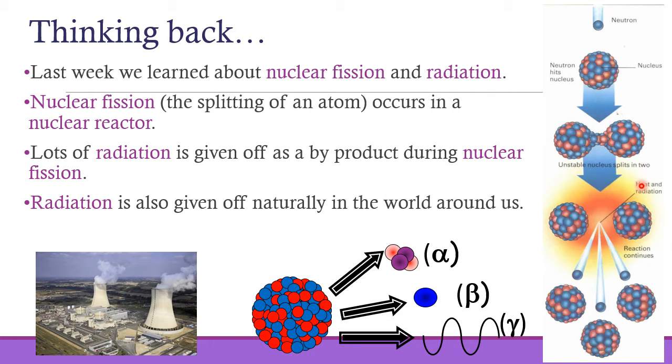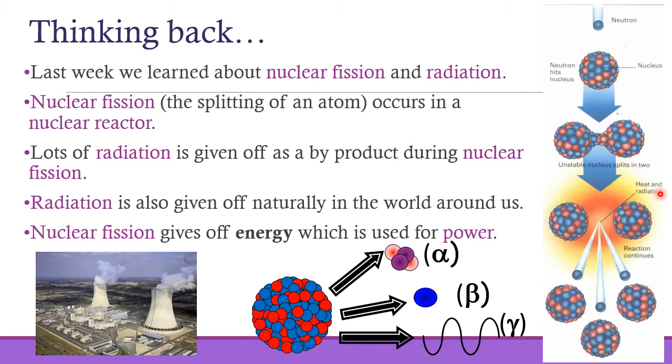Radiation is also given off naturally in the world around us. Thinking back to last week, there was radiation emitted in food, travel, buildings, in the earth around us, and it's emitted through alpha particles, beta particles and gamma rays. And nuclear fission gives off energy which is used for power, which we just mentioned. And this is what we're learning about today. So nuclear energy or nuclear fission is an example of a non-renewable energy source, and we're going to first learn about renewable energy sources. So renewable and non-renewable energy.